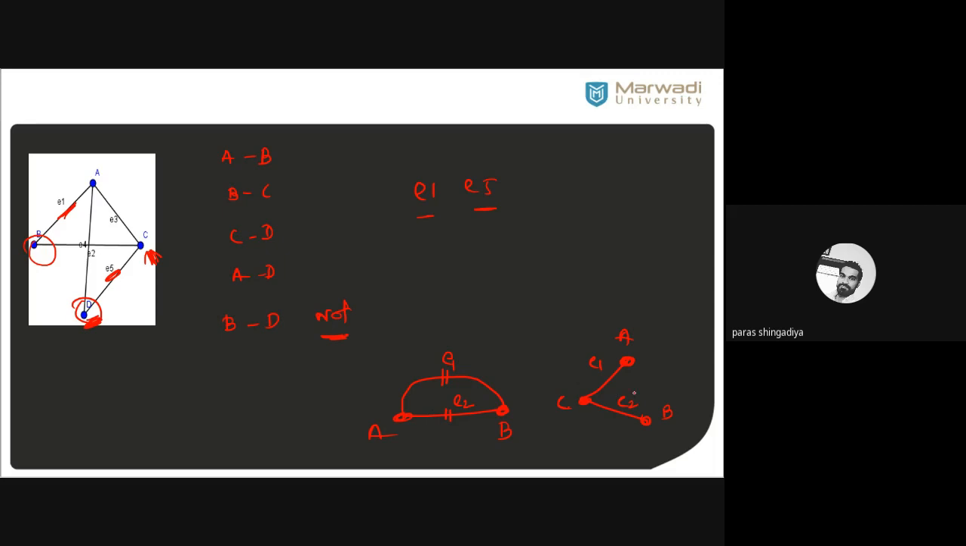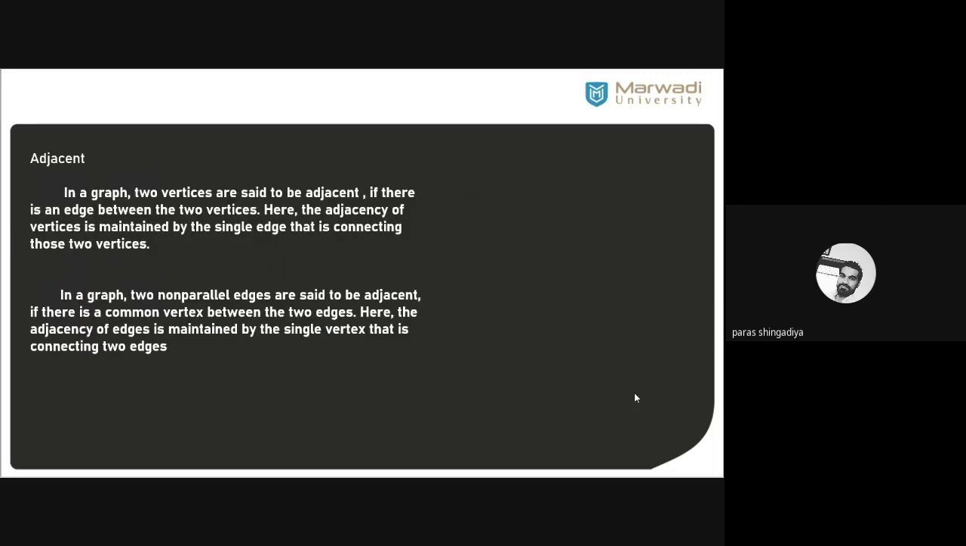So the definition of this condition is given here. In a graph, two vertices are said to be adjacent if there is an edge between these two vertices. When will you call two vertices adjacent? If there is an edge between them, then these two vertices are called adjacent vertices. The adjacency of vertices is maintained by a single edge that connects those two vertices.